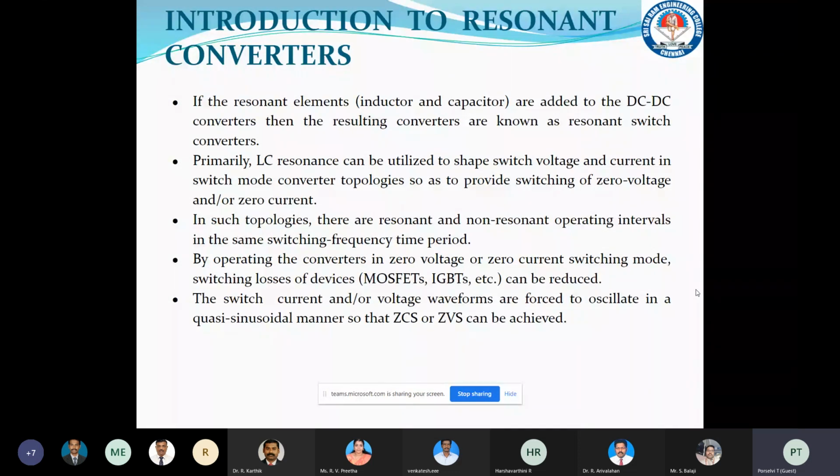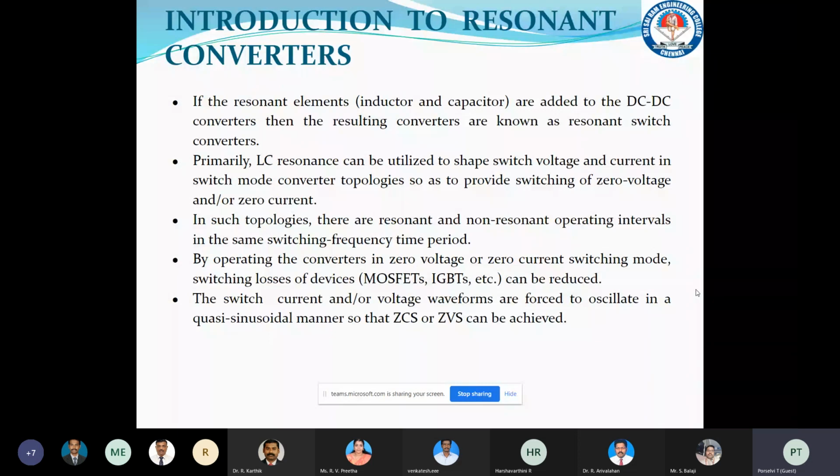For this to happen, we will need the resonant components, which are going to circulate resonant current through the switch, and when the resonant current reaches 0, at that time we have to turn on and turn off the switch in the zero current mode operation. And for zero voltage operation, we have to consider the resonant voltage, and when it reaches 0, we have to turn on and turn off the switches.